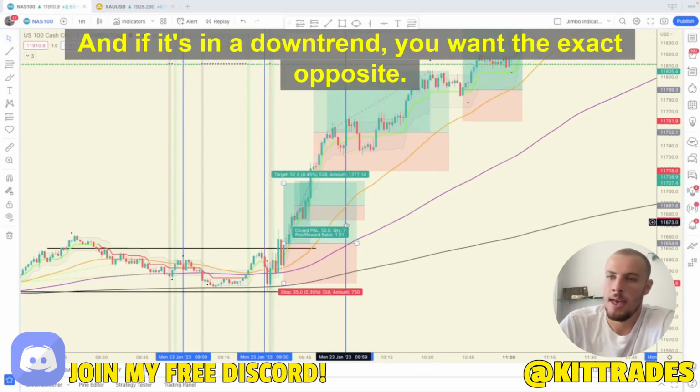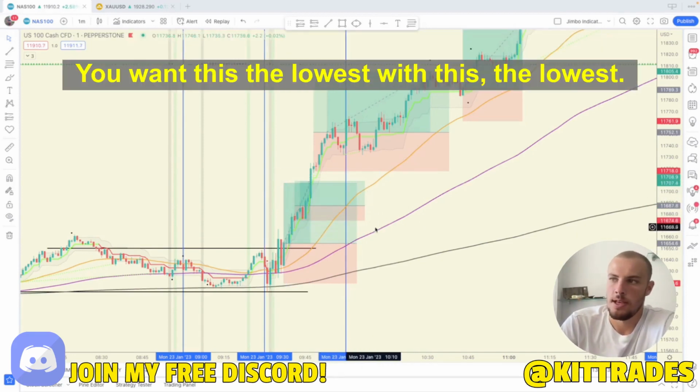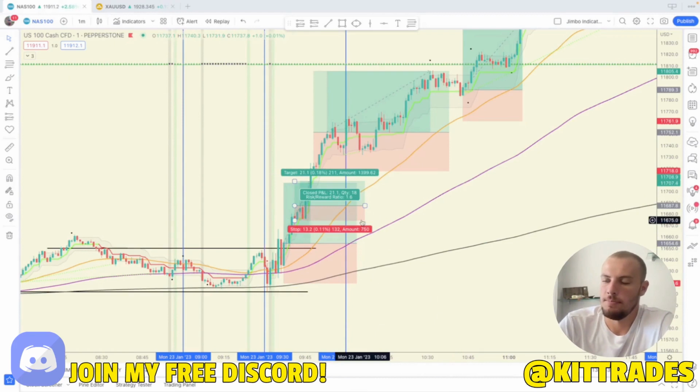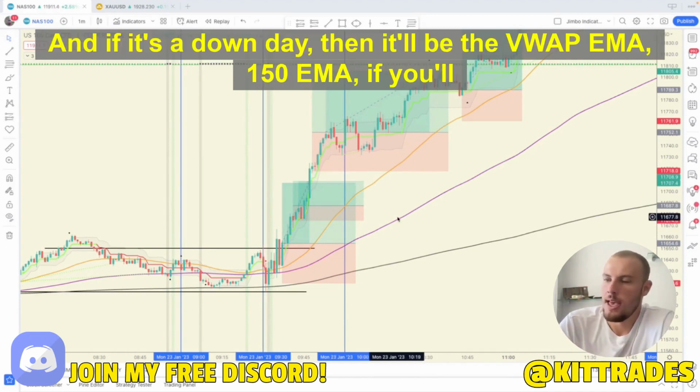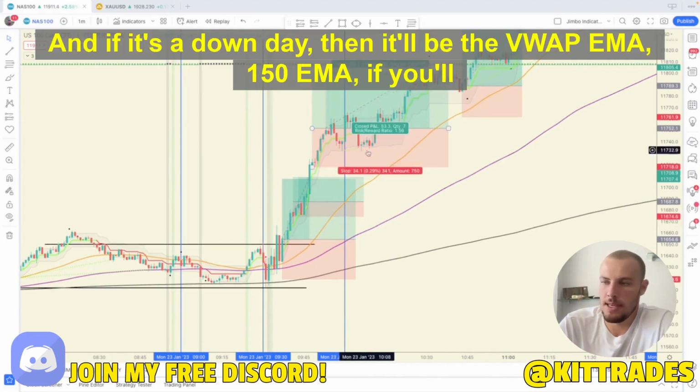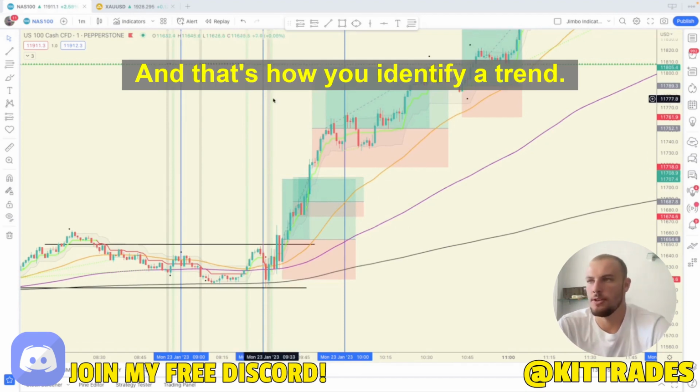It's very good. That's a good trend, okay? And if it's in a downtrend, you want the exact opposite. You want this, the lowest, with this, the lowest. So yeah, uptrend, you'll see VWAP, EMA 150, EMA 50, and it'll be like this, just like this. And if it's a down day, then it'll be the VWAP, EMA 150, EMA 50. It'll be the exact opposite of this. And that's how you can identify a trend.